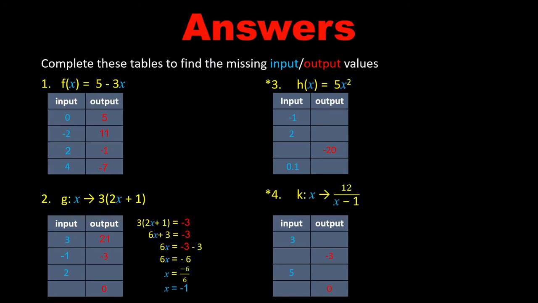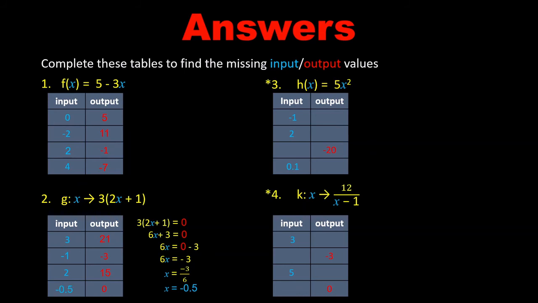Next, when the input is 2, g of 2 will be 3 times 2 times 2 plus 1. That's 3 times 4 plus 1. That's 3 times 5. That's 15. So when my input's 2, my output is 15. Finally, when my output is 0, let's set that function equal to 0. Let's rearrange it. And x is equal to negative 0.5. Again, we can check by substituting negative 0.5 into that function, and you'll see that the output becomes 0.